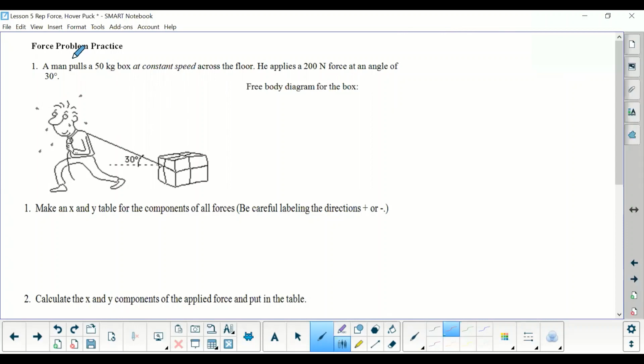So this one reads: a man pulls a box, a 50 kilogram box. So anytime there's a number, that's important. So a 50 kilogram box at a constant speed. This is a really, really important part. So if you ever see that, make note of it. Constant speed is really important. He applies a 200 Newton force at an angle of 30 degrees. So they give you another angle, they give you a force. And it says draw a free body diagram.